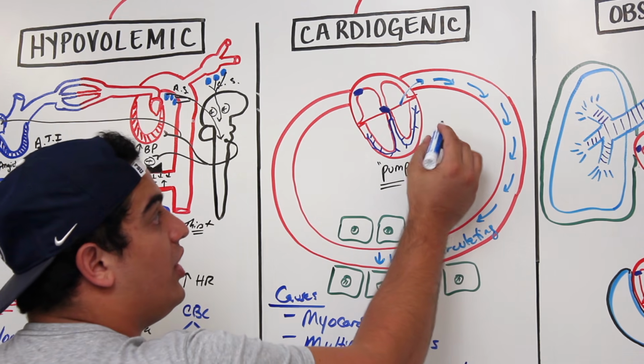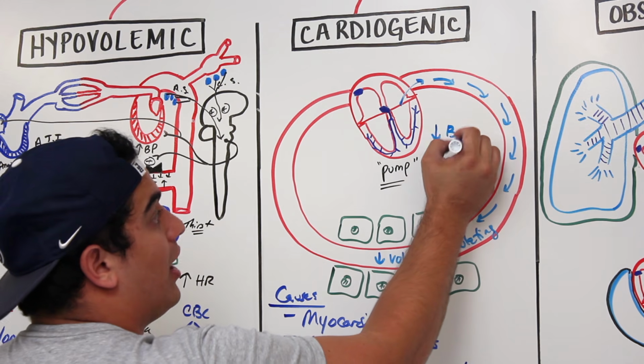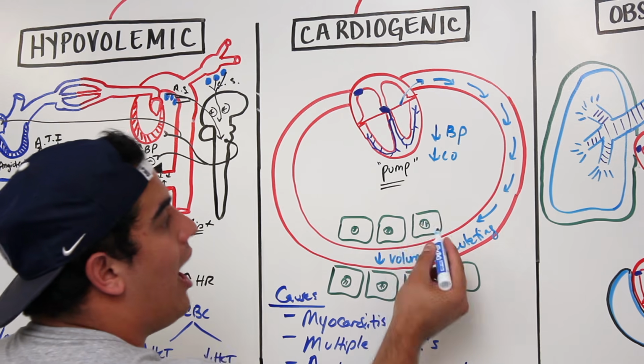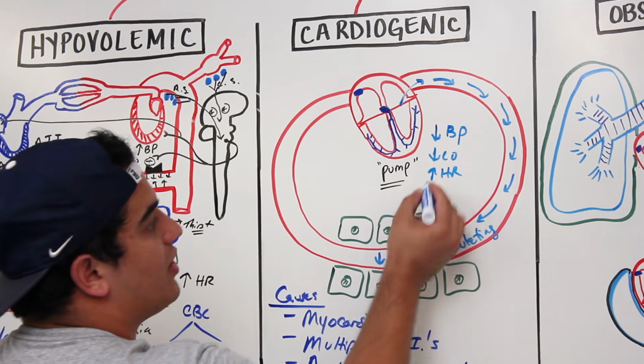So in these people, what are you going to notice right away? They are going to have low blood pressure. They're going to have a low cardiac output. Their heart rate's going to try to go up to compensate for them, right? What else is going to try to compensate for them?